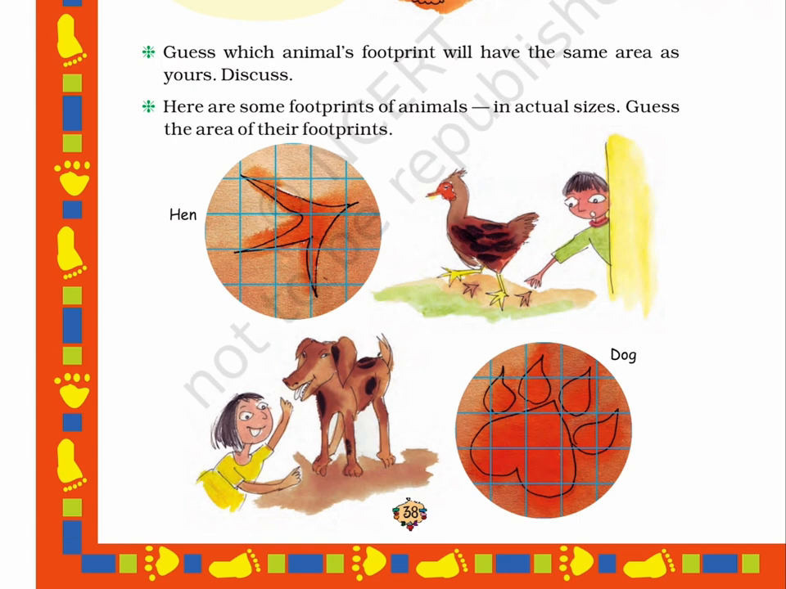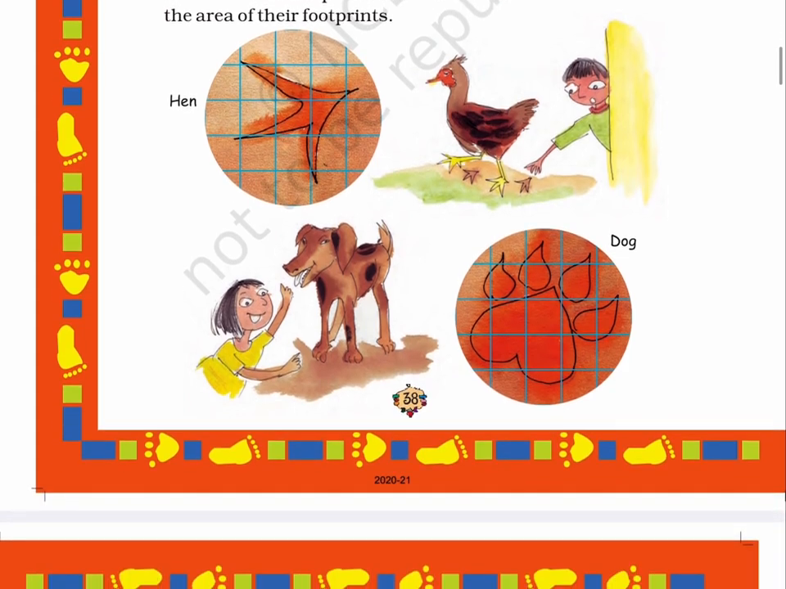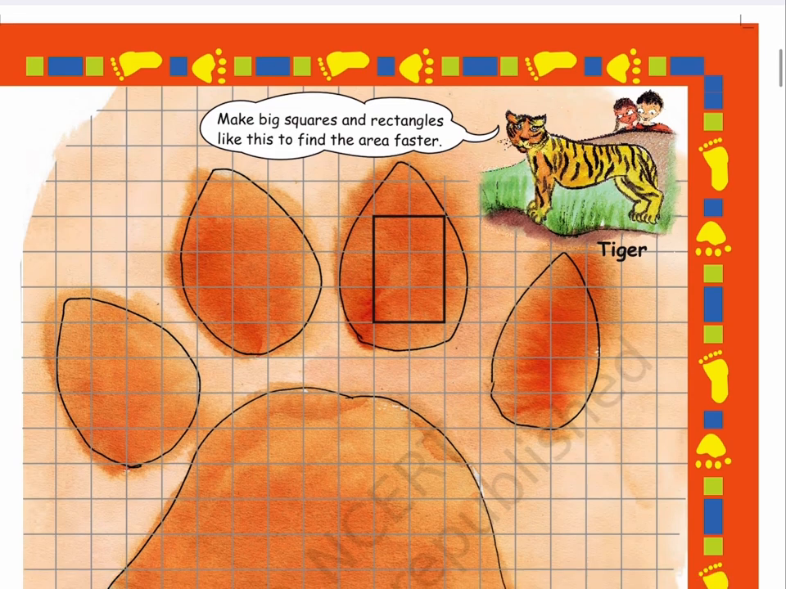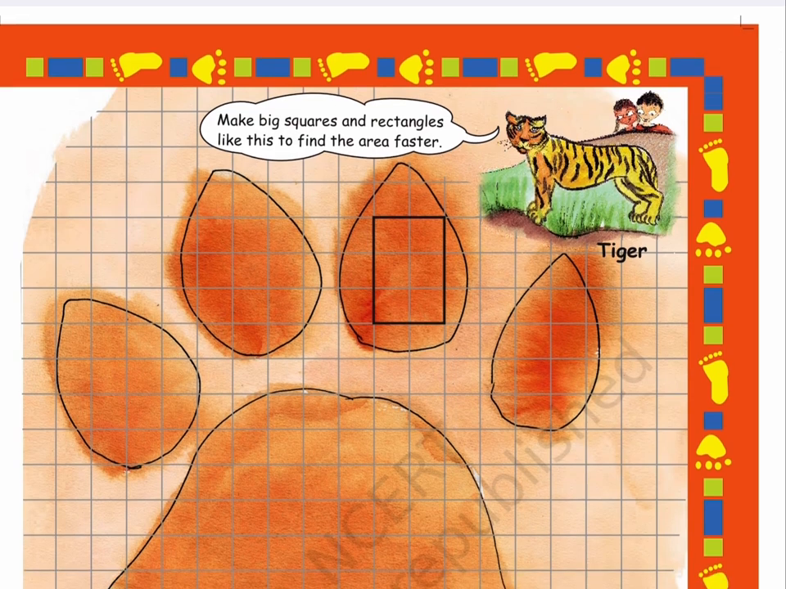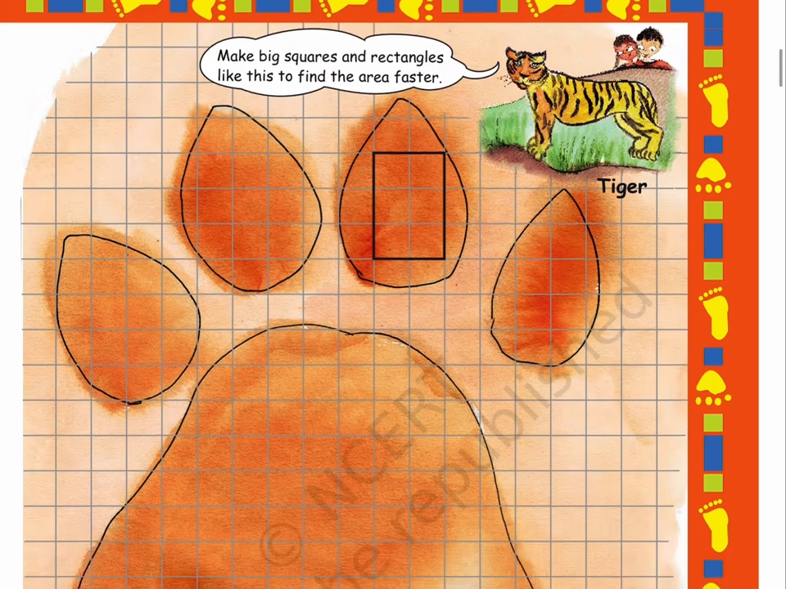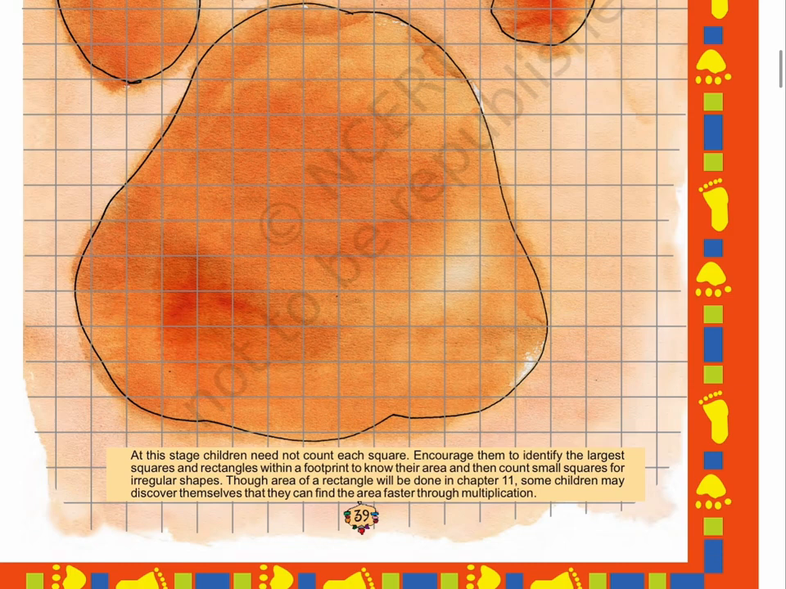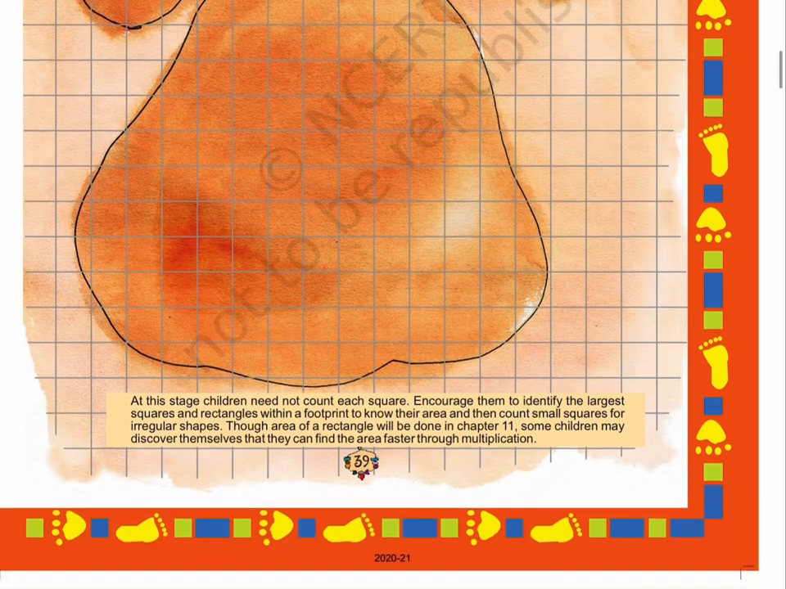On the top right corner we see two boys peeping over and watching a tiger who's telling us, "Make big squares and rectangles like this to find the area faster." On the grid lines we see the footprint of the tiger in actual size, and his suggestion will be really helpful to find the area faster.